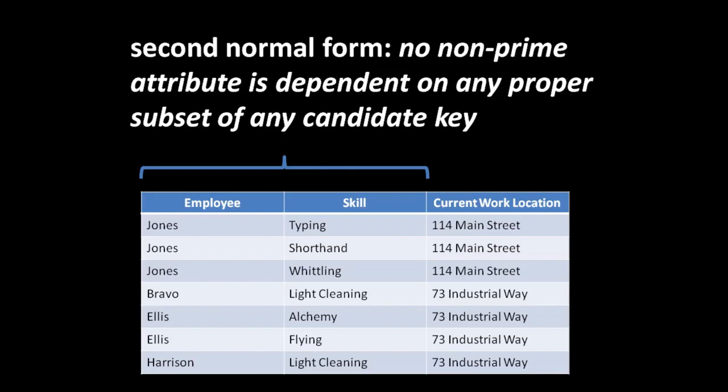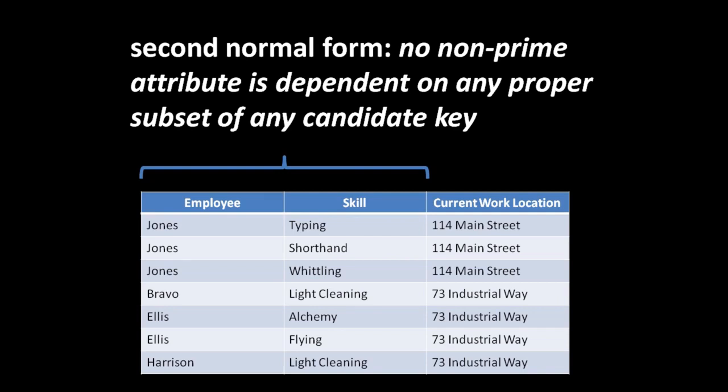First off, what's called a superkey is just any combination of attributes or columns. It's any set of columns that could be used to uniquely identify each row. So in this example table here, there are a couple superkeys. The combination of skill and employee, that's a superkey. Skill and current work location would be a superkey, or the combination of all three together would be another superkey.